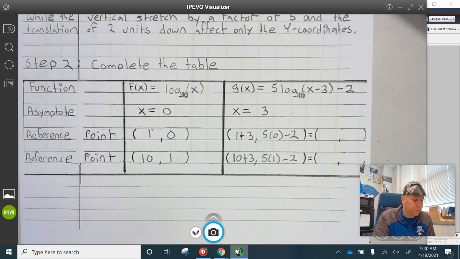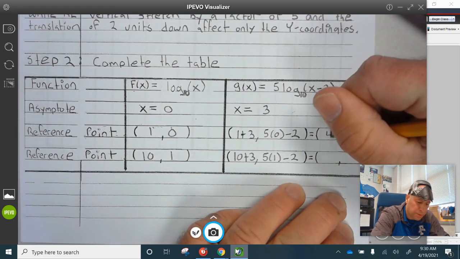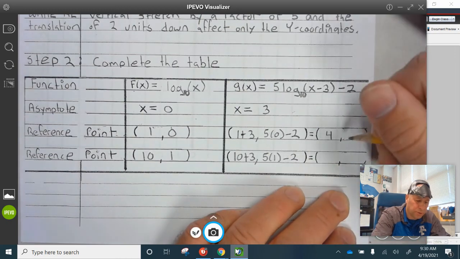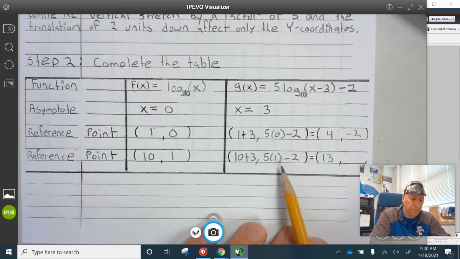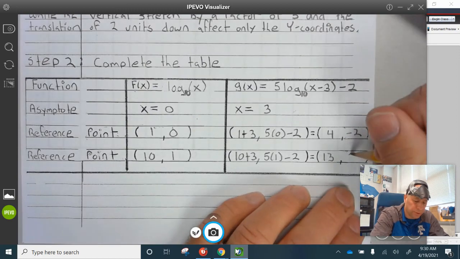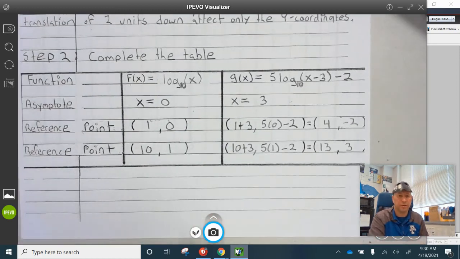All right, so the asymptote is x equals 0, the reference point is (1, 0), and the reference point is (10, 1). Okay? When g of x equals 5 log base 10 of x minus 3 minus 2, the asymptote is x equals 3. So now we have 1 plus 3 is 4. 5 times 0 is 0 minus 2 is negative 2. 10 plus 3 is 13. 5 times 1 is 5 minus 2 is 3. All right, go ahead and complete the table.